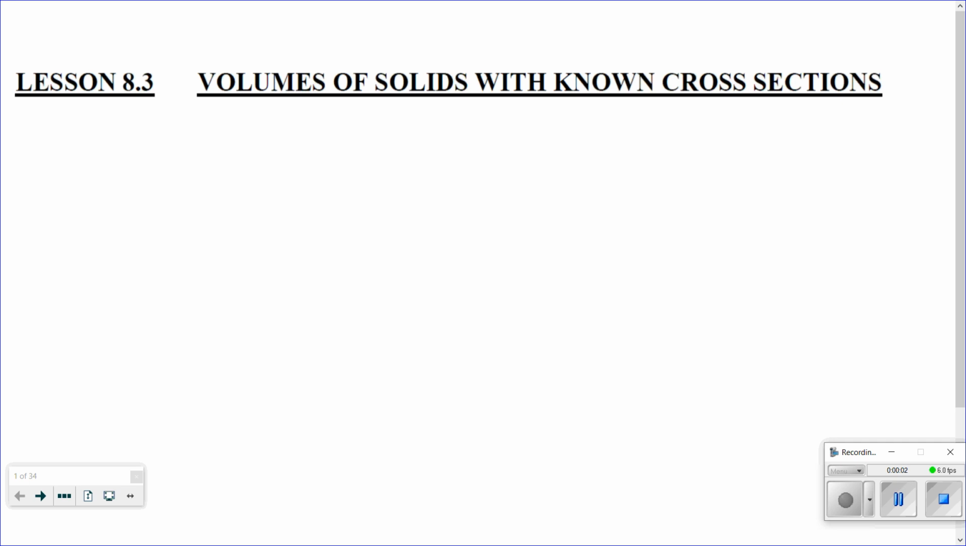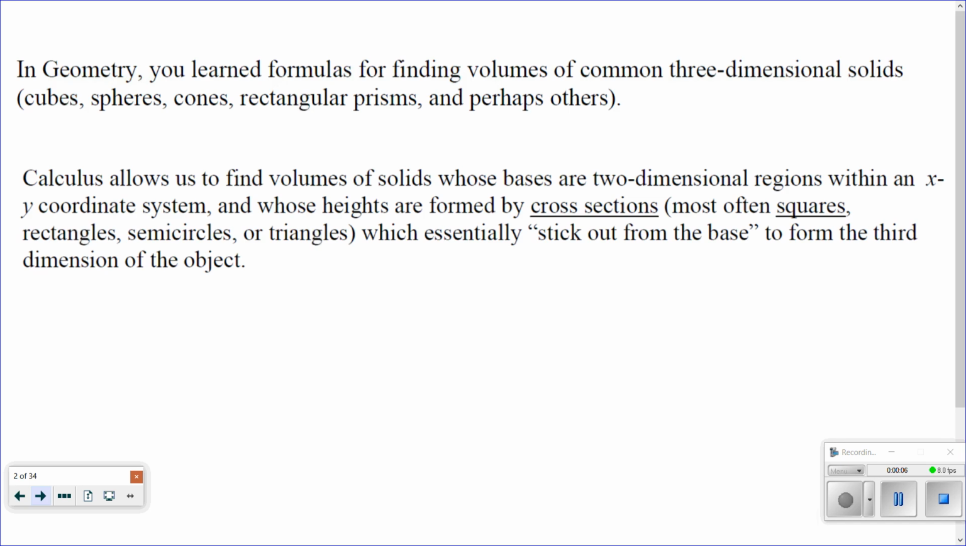Section 8.3 is finding volumes of solids with known cross sections. You might be asking what the heck those are, but we'll get that here in just a second.